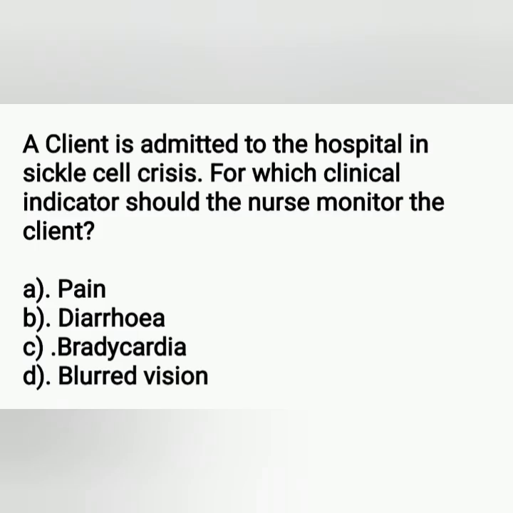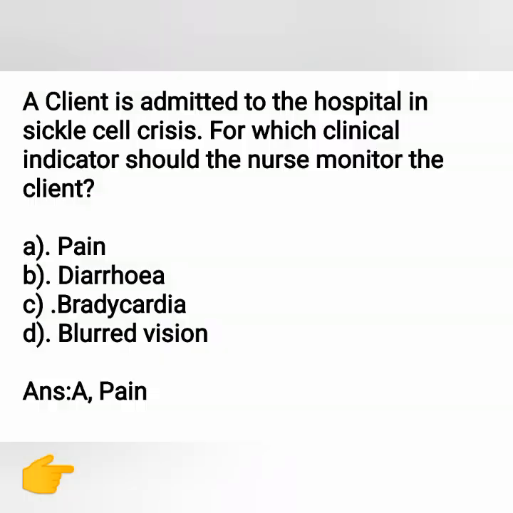A client is admitted to the hospital in sickle cell crisis. For which clinical indicator should the nurse monitor the client? Options: option A pain, option B diarrhea, option C bradycardia, option D blurred vision. Here the question is, a client is admitted to a hospital with the diagnosis of sickle cell crisis. So as a nurse, what should she monitor for this client? The correct answer is option A. Pain is the first assessment for a patient with sickle cell crisis.